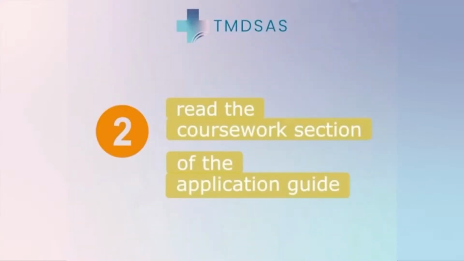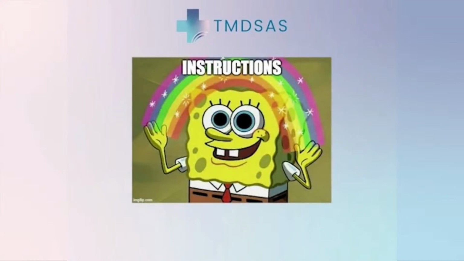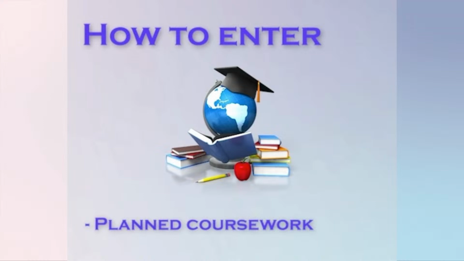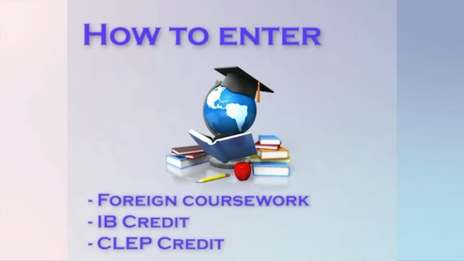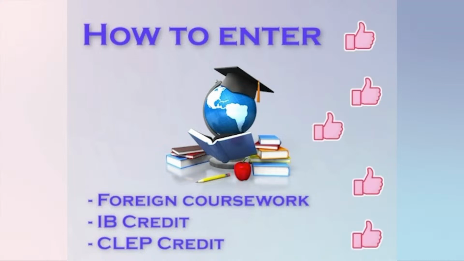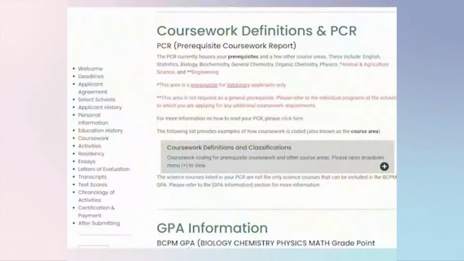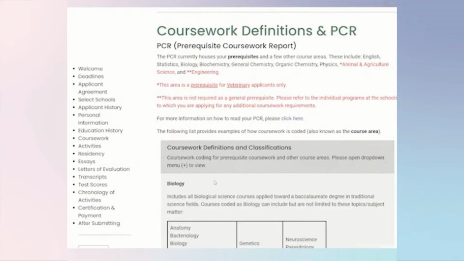Read the coursework section of the application guide. The application guide has detailed instructions about how to enter coursework in the application. Also, how to enter planned coursework, as well as other tips and a few unique scenarios that may apply to you, like foreign coursework or IB and CLEP course credit. Use the coursework definitions and classifications found in the application guide. Use these to help you code your courses as you enter them in the application.